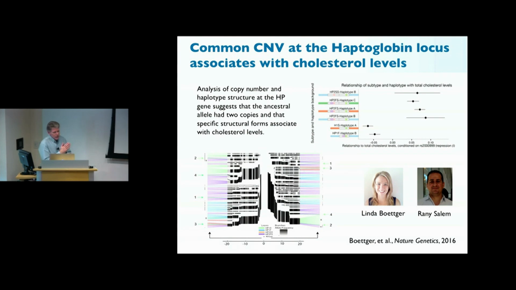Linda and Ronnie Salem also did an analysis of the HP locus where they found that, contrary to what had been believed, the ancestral copy probably had 2 copies, and they found an association to cholesterol levels.